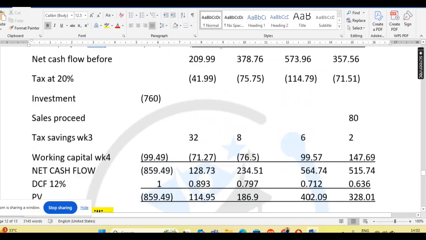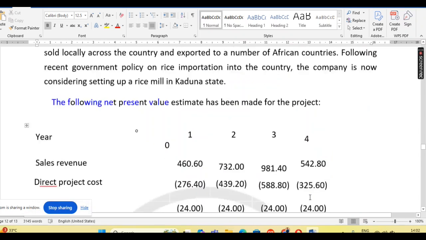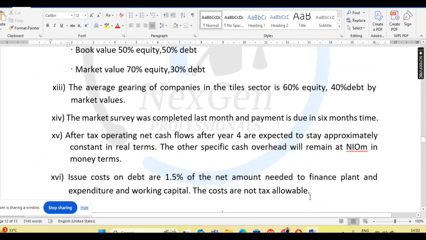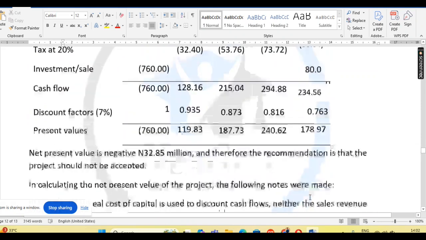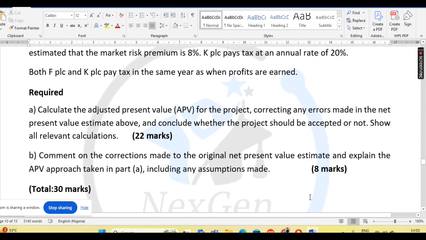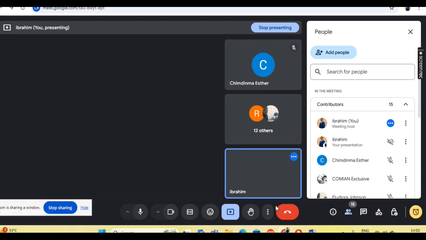Where is it? Question 1. Check the material. Question 1. I think this question 1 is 40 marks. Are we done with this question first? Okay, you can do the B part: comment on the correction made to the original NPV estimated. That is the B part of this question.